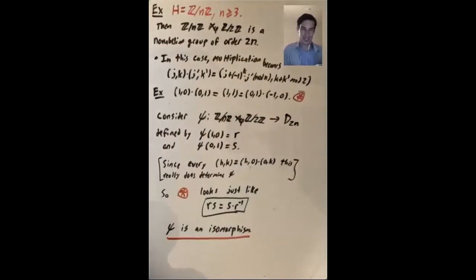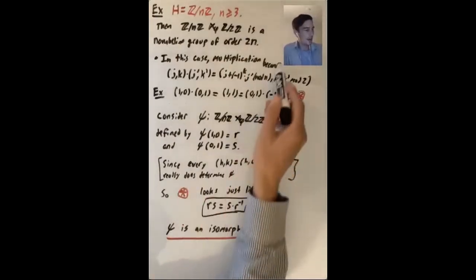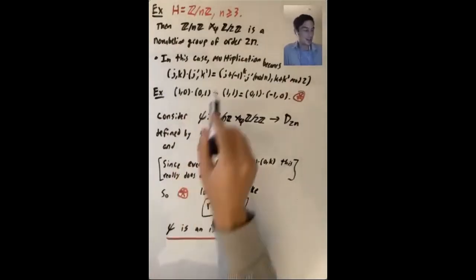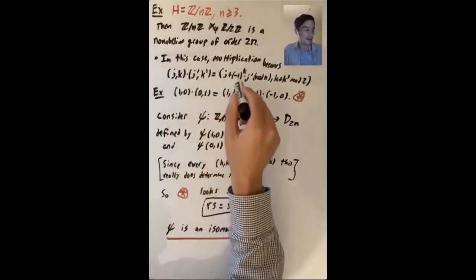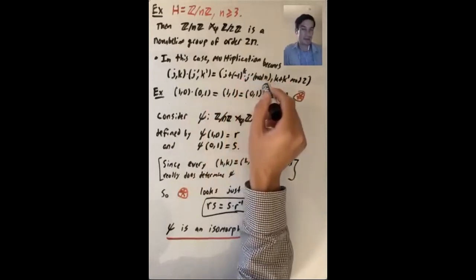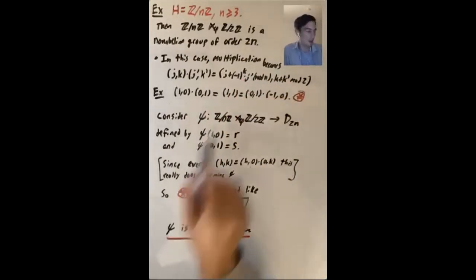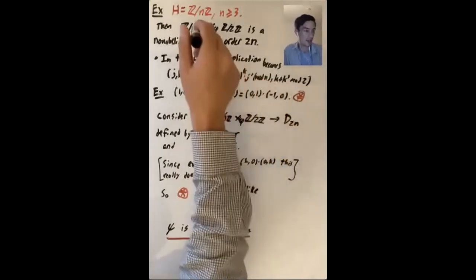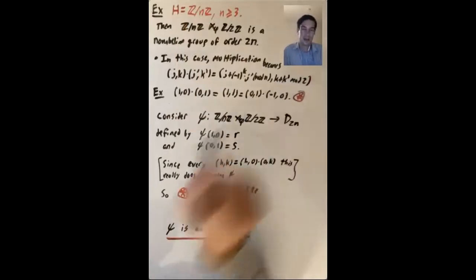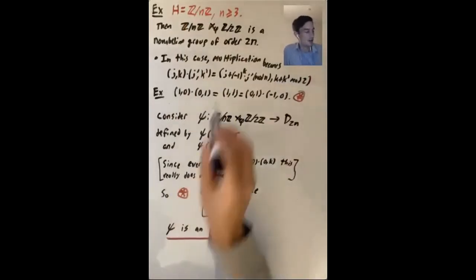What does the multiplication look like in this case? Well, the pair (j, k) times (j', k') is (j plus (-1)^k times j' mod n, k plus k' mod 2). I wrote the mod n to really emphasize that here we're in Z mod nZ, and in the second component, we have k plus k' mod 2.